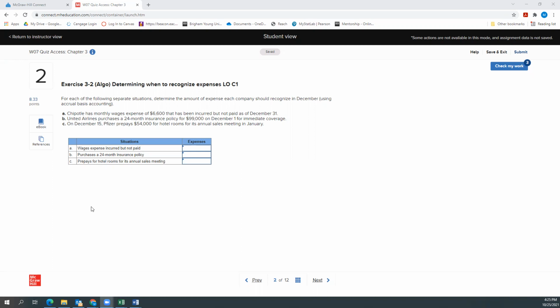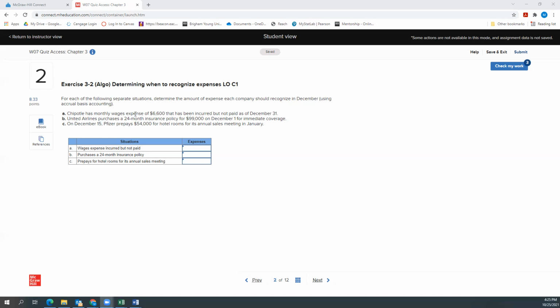So for expenses, we will record them when they're incurred. Incurred means when we have, I guess, earned the expense, meaning when we've received goods or services from someone else, that's when we'll have incurred the expense. So let's just take a look at the first one.